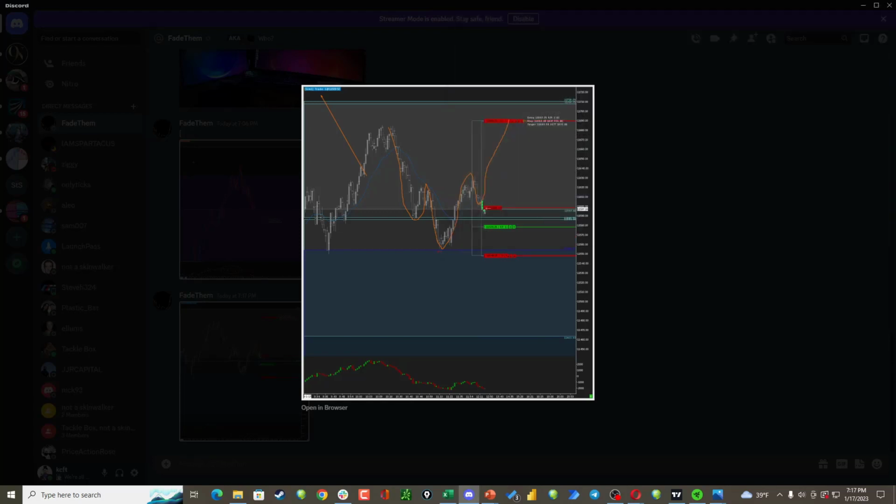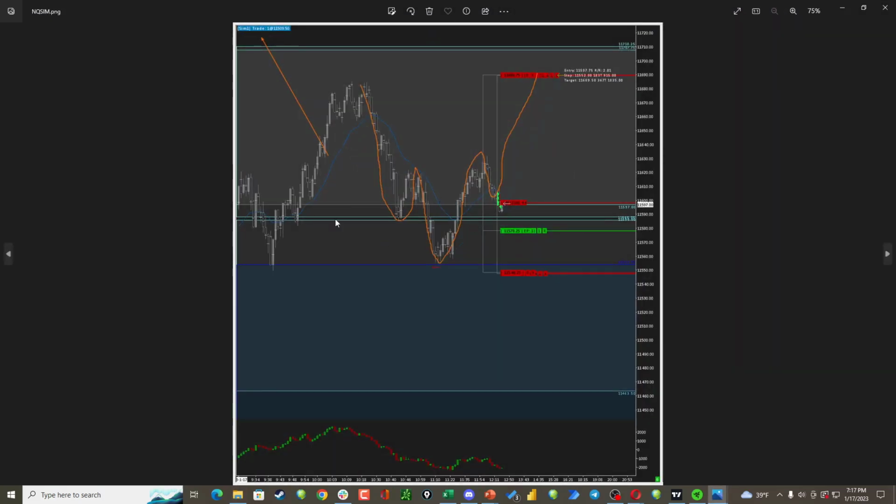All right, let me pull that up. Perfect. Talk me through it. So this is a hybrid. This is both a QM and an AMT trade. There's an AMT level that it's resting on for this entry.